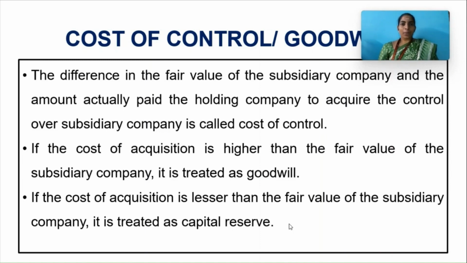The first item, our capital profit or revenue profit, that is pre-acquisition or post-acquisition profit, will be shown on our liability side in reserves and surplus. If there is any loss, then it will be shown on the asset side. Next, any minority interest will be shown on your liability side, whereas the cost of control, if it is goodwill, will be shown on the asset side, whereas if it is capital reserve, it will be shown in the reserves and surplus on the liabilities side.